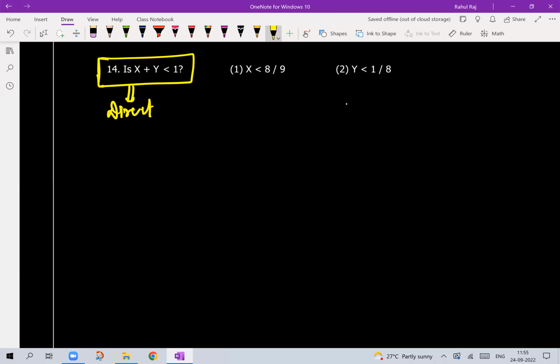It's a pretty direct question, right? Is x plus y less than 1? So in a direct question, my job is to think on the question first of all. Is x plus y less than 1? How do we get to know this? Until I know the value of x and y, I can't say it's less than 1 or greater than 1. Right? Option number 1 says x is less than 8/9. I have no idea about y.